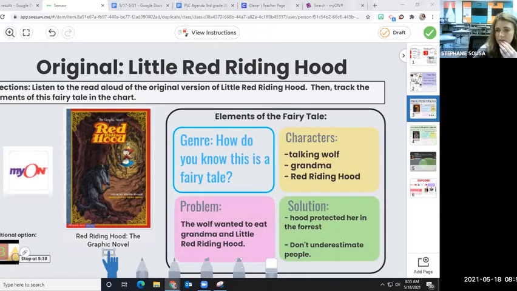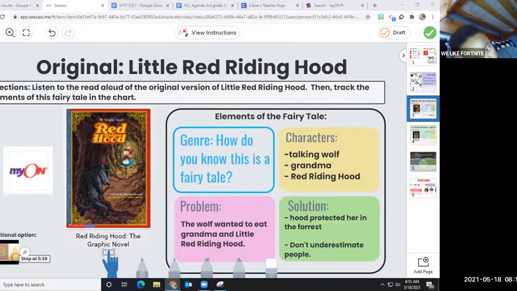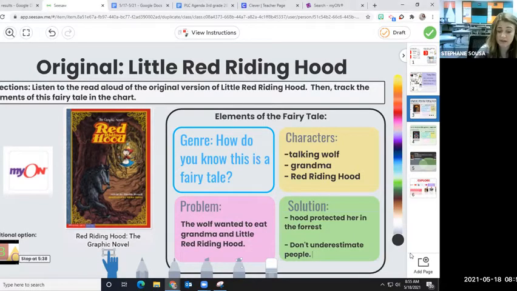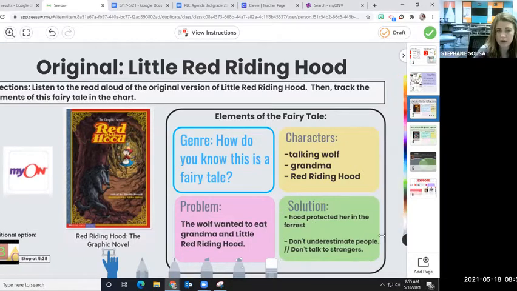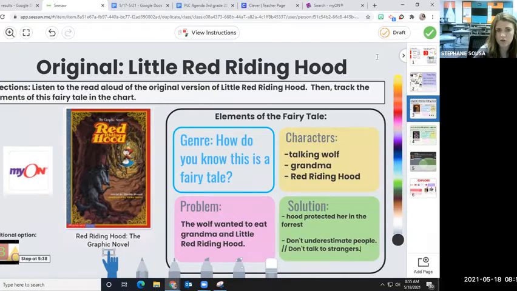I see lots of hands. Did we have other ideas for solutions? Yes, Terrence. So I have both of them. So the hood protector in the forest, and the life lesson you can learn is don't talk to strangers. Very true. That's another great life lesson there. You don't have to write everything that I'm writing. Okay. I'm just going to add that in there. That's a very large theme of Little Red Riding Hood. Don't talk to strangers. You do not have to write everything. I'm just capturing our ideas.